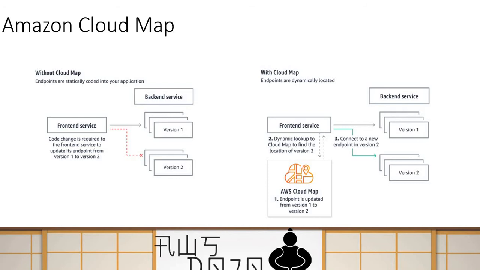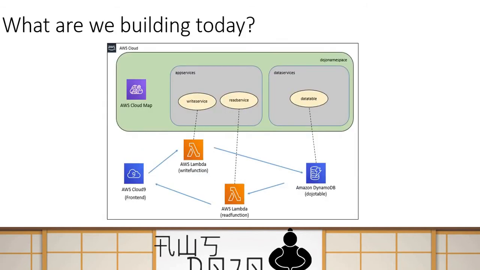So let's see what we're developing today to see the use of Cloud Map. We have a simple application where there's a simple front end running in Cloud9, which is making calls to two Lambda functions. These two Lambda functions are doing simple jobs. One Lambda function is simply writing a record to a DynamoDB table, and the other one is reading a record from a DynamoDB table. So it's a pretty straightforward and simple application.